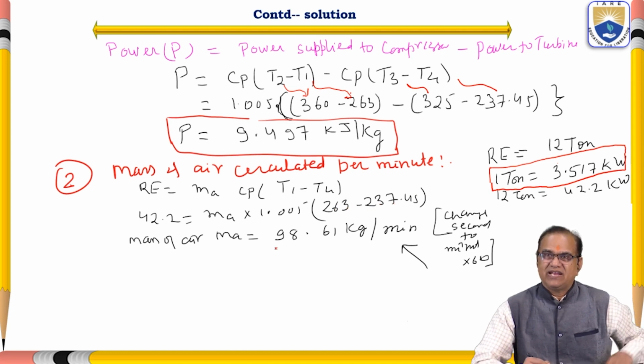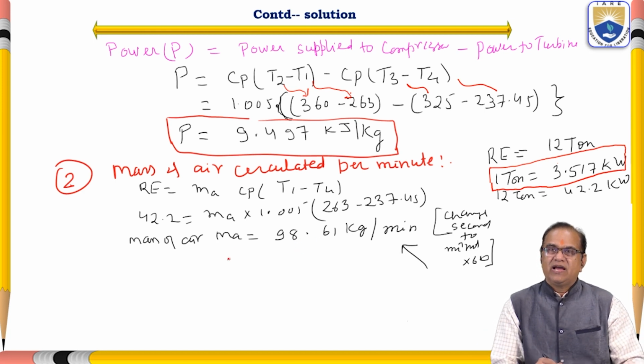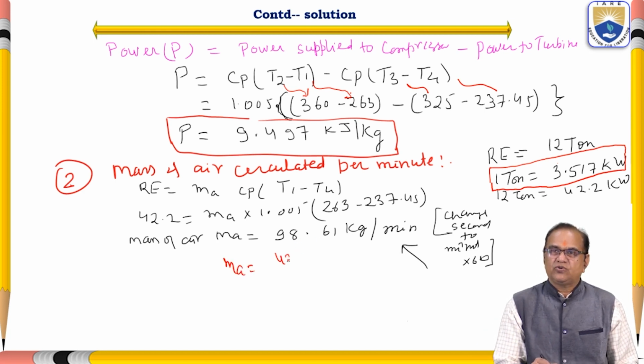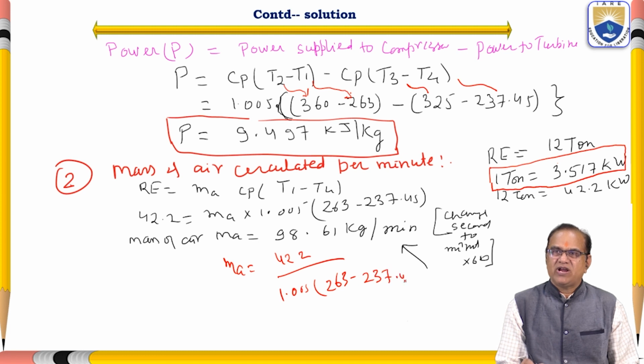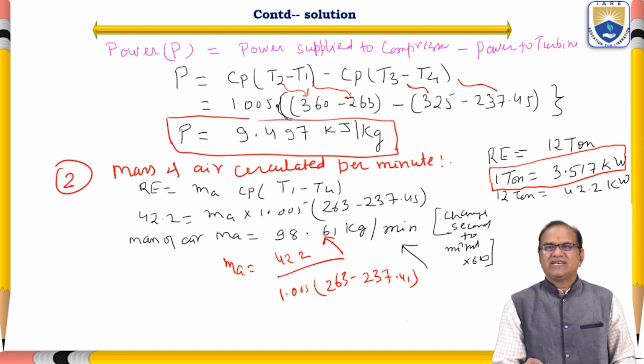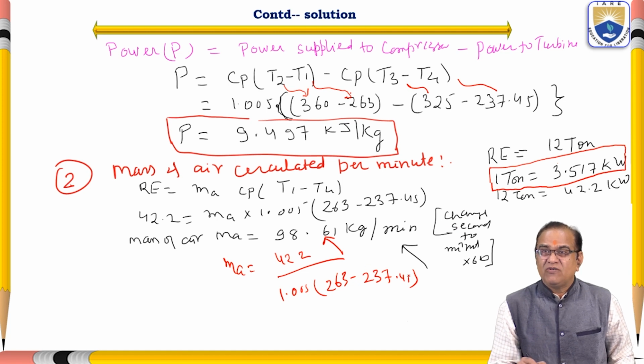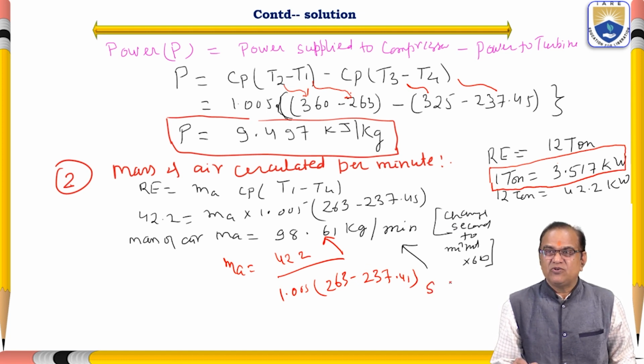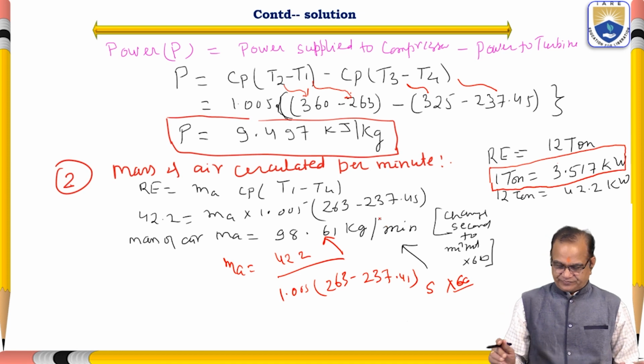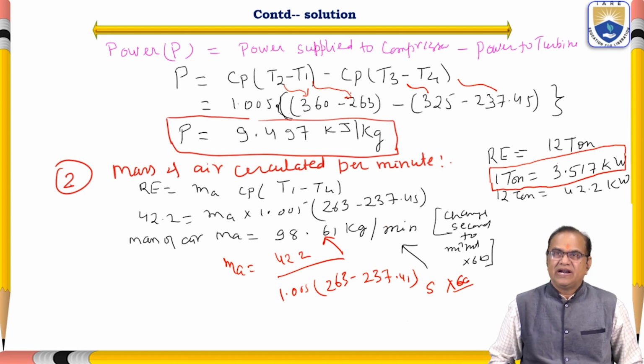So mass of air is equal to 42.2 divided by 1.005 times (263 minus 237.45). You will get the answer here, 98.61 kg per second. And if you multiply by 60, you will get the mass per minute. So this we have done.